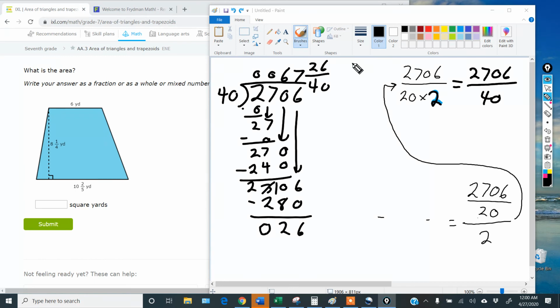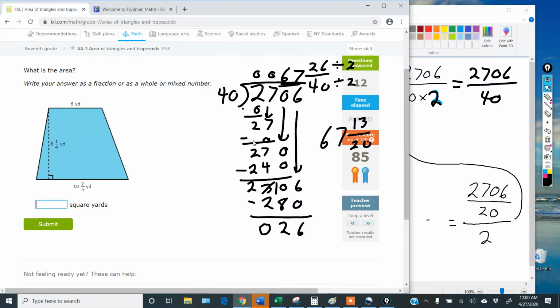And we can reduce that. So let's see, we can divide this and this by 2. And we will get, let's keep the 67. And 26 divided by 2 is 13. 40 divided by 2 is 20. Can we reduce that anymore? No. 13 is a prime number, and 20 is not a multiple of 13. So that's the best we can do there. So the area of this trapezoid is going to be 67 and 13/20.